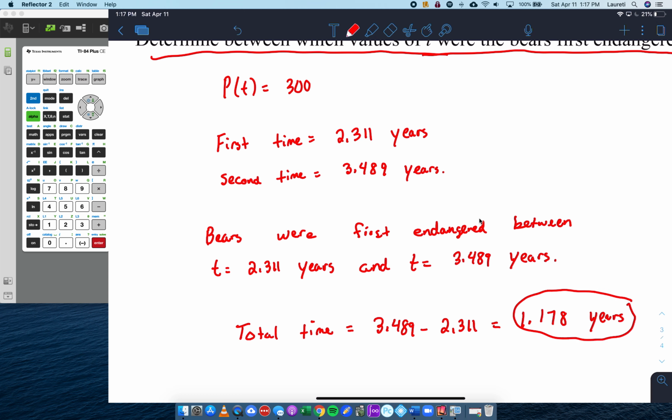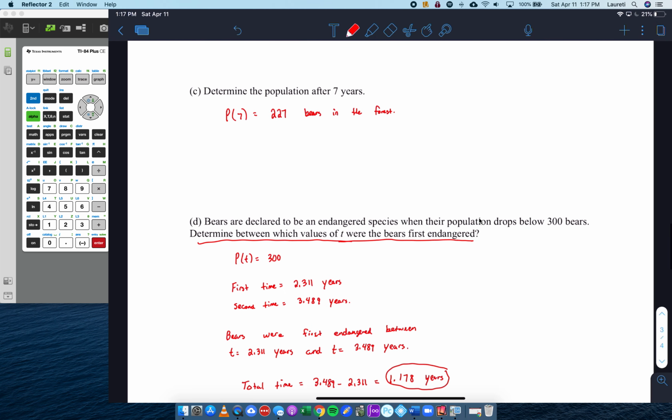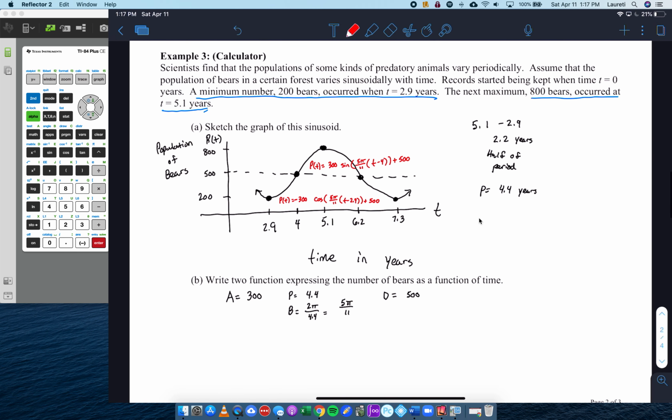That's it for applications. Again, it's just trying to pick out the information and write the equation. It'll always look like a sine or a cosine graph. You just have to look for little clues about how long the cycle takes to complete, and how high and how low it goes, and then everything else is pretty straightforward from there. If you guys have any questions, let me know. Thanks.